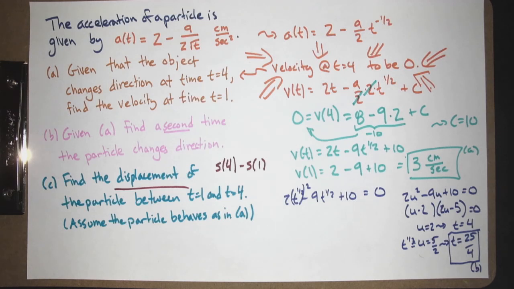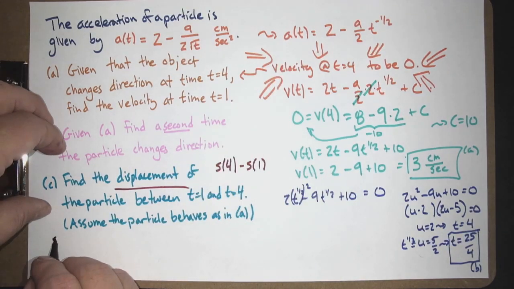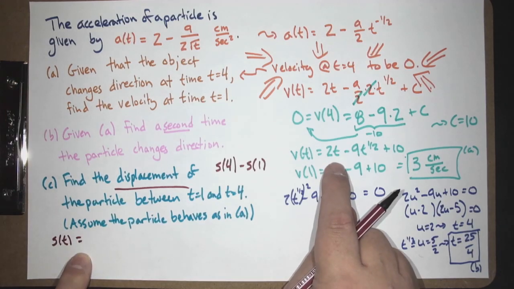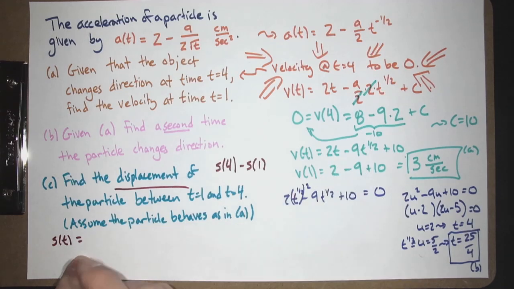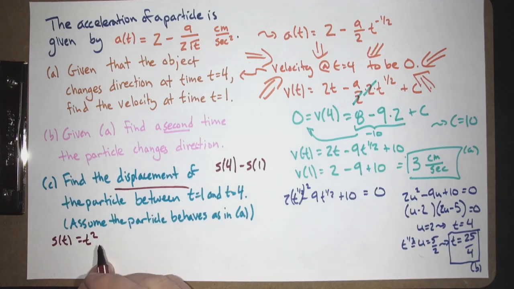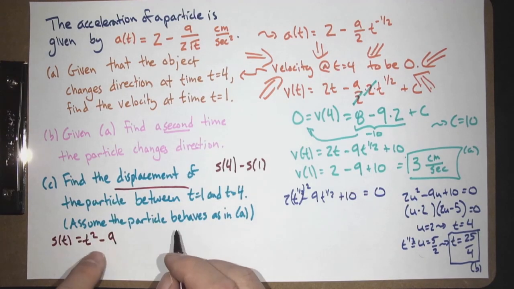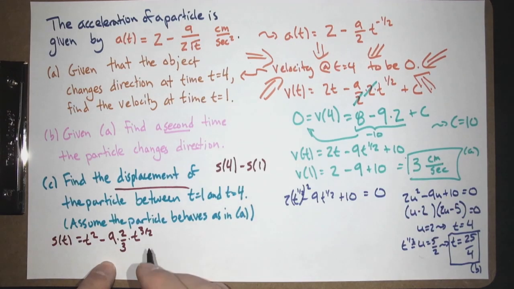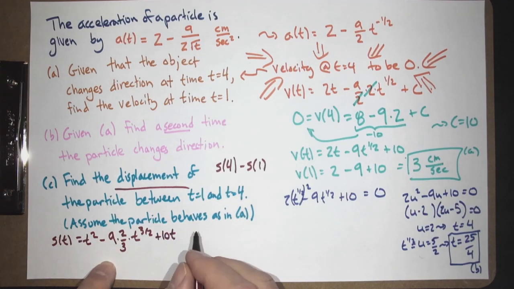Well, we need to find the position function, right? Because that's the position. We don't have that. We have acceleration, we have velocity. So what's the position function? What's s of t? So let's take the antiderivative of velocity. Antiderivative of 2t? T squared. Antiderivative of 9t to the 1/2. Well, the 9. T will be what power? 3/2 times that by 2/3. Antiderivative of 10? 10t.